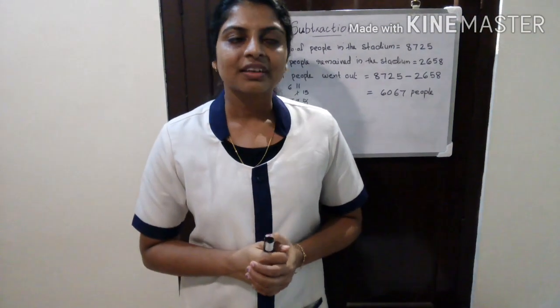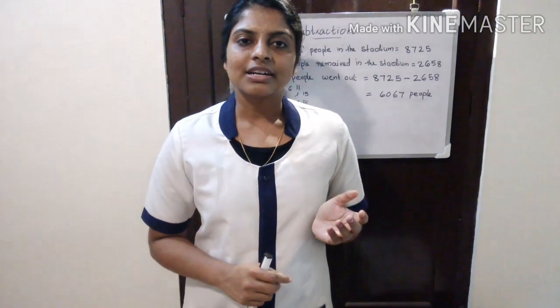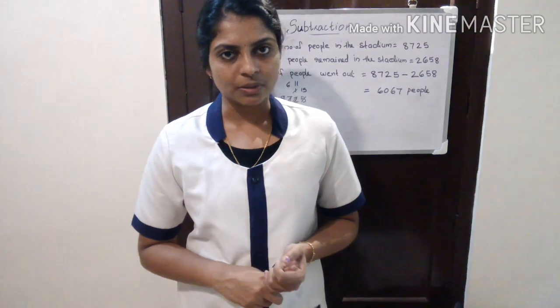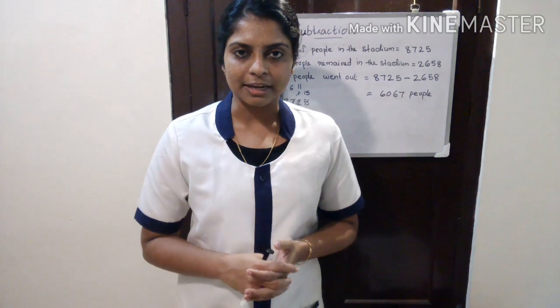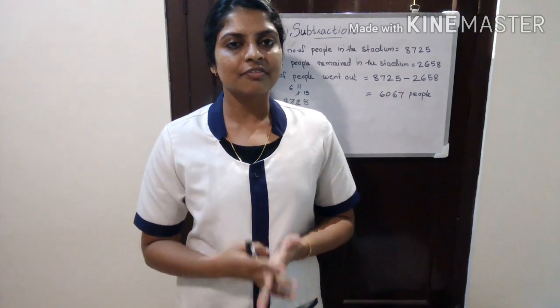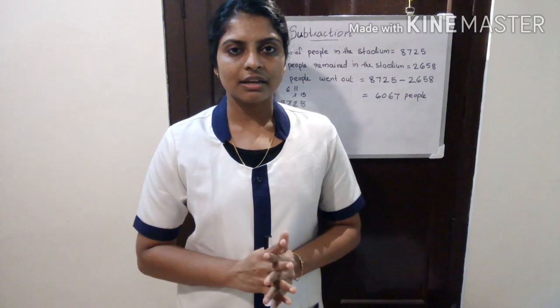Our chapter is over. In this chapter, we studied some terms and properties. What is the sign of subtraction? The sign of subtraction is minus. Then, what is minuend? The number from which we subtract the other number is called minuend. The next term is subtrahend. What is subtrahend? The number which is subtracted is called subtrahend. The next term is difference. What is difference? The answer of subtraction is called difference.